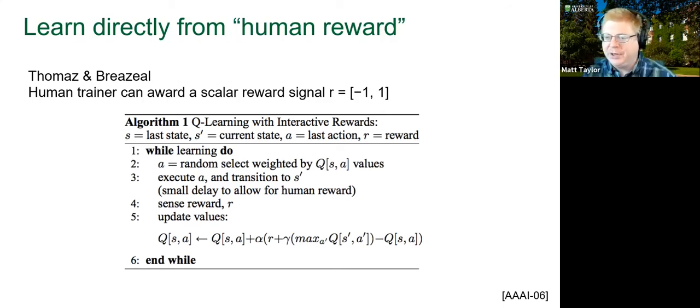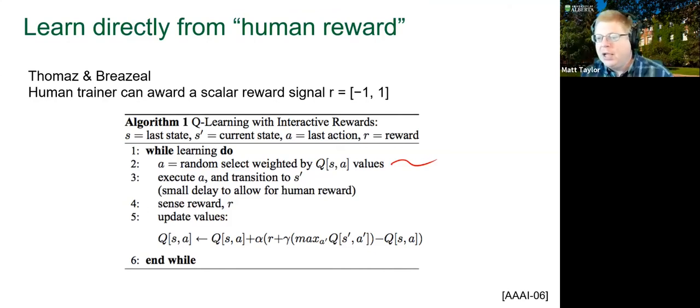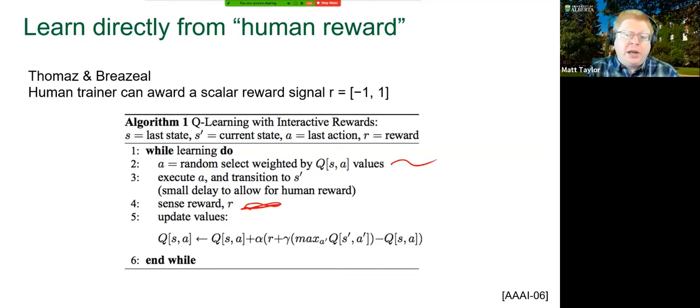So here's a variant on Q learning. In Q learning, you could take an action based on your Q values. If your Q values are all very similar, you could take a random action. If one action seems to be better than all the rest, you're more likely to take that action. Then the agent executes that action, and it gets a reward. If the reward came from the environment, this would be normal Q learning, or it could come directly from a human trainer. And you could say, by golly, I'm just going to maximize this reward.